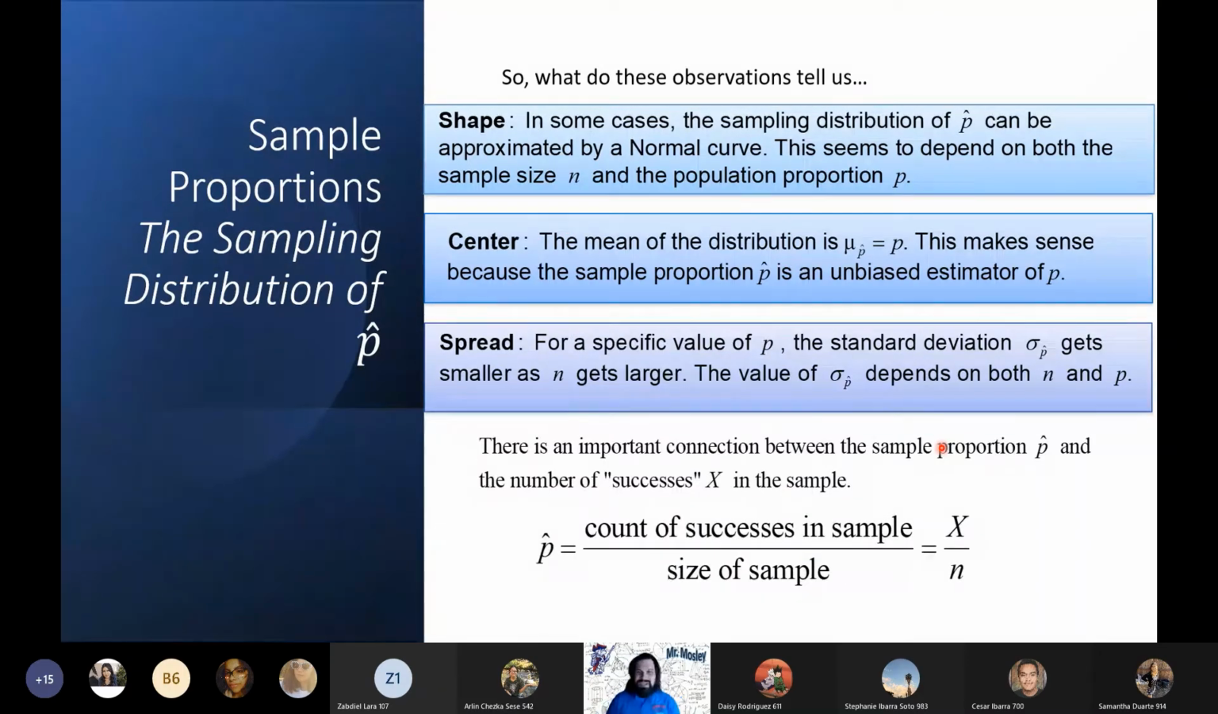There's an important connection between the sample proportion p-hat and the number of successes x in the sample. Now we're back to a random variable x representing the number of orange candies in our sample, which would be considered a success. So p-hat is calculated by the number of orange candies divided by the sample size, or the value of x, the random variable, divided by n. You don't need to write this part down. We're using this to get to the next thing that we need.